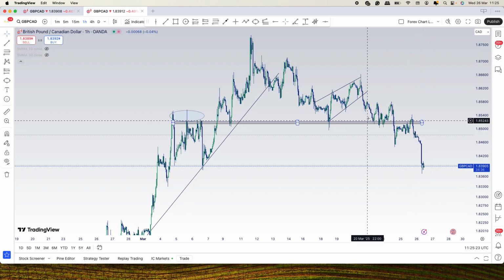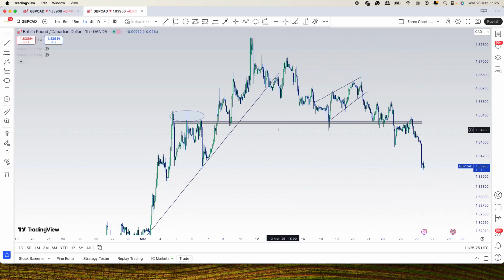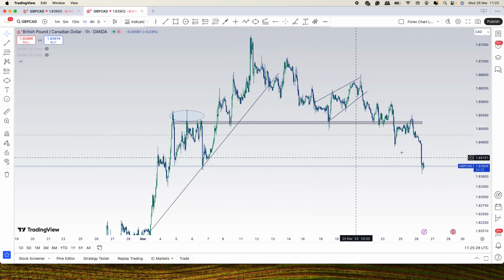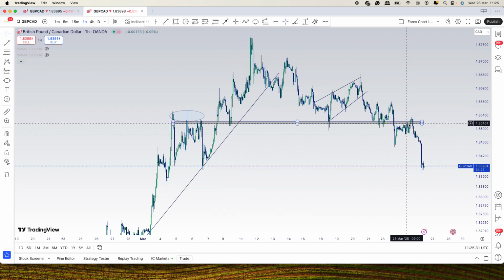Usually what I would do is, when I saw this break to the downside, you can kind of see that there's a clear head and shoulders here. You can see that there's a clear reversal, and I would look to get into the trade there.